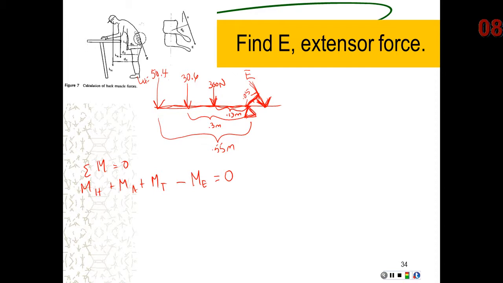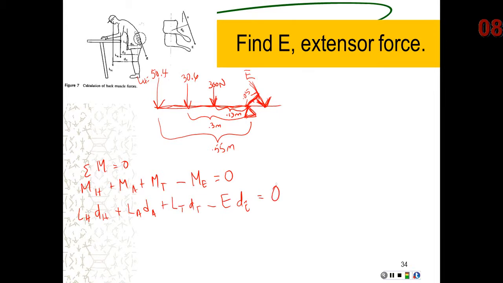We go back to, for an individual moment, we know that's a force times the distance, and so we have the load of the head times the distance between the head and the fulcrum, plus the load of the arms times the distance between the arms and the fulcrum, plus the load of the torso times the distance of the torso to the fulcrum, minus E, the muscular effort, times the distance between the effort and the fulcrum. Those are equal to 0.